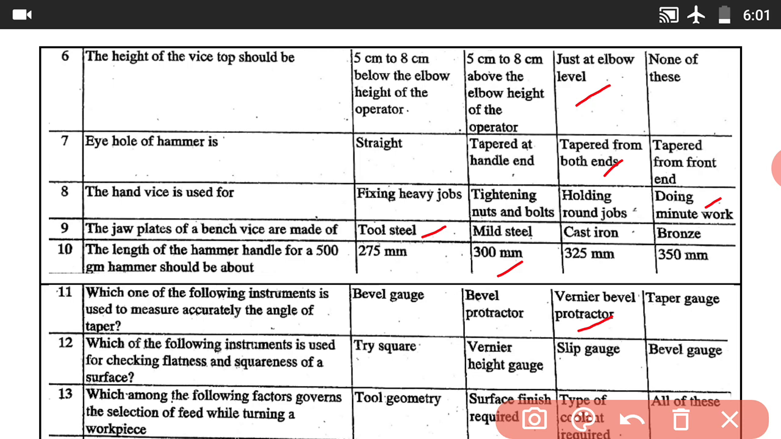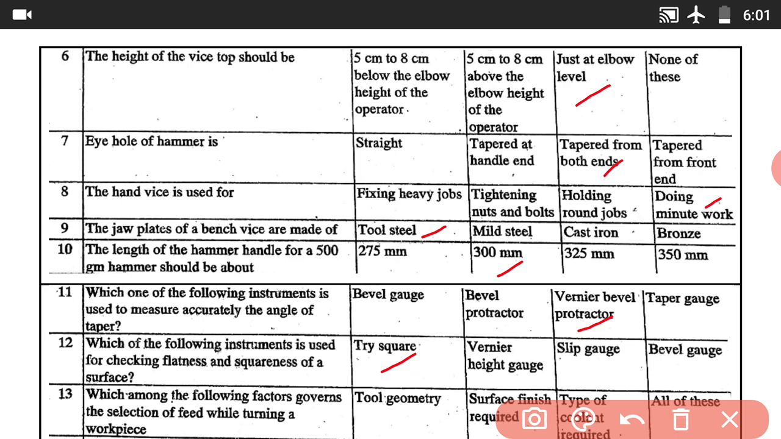Question number 12. Which one of the following instruments is used for checking flatness and squareness of the surface? This question answer try square. Option A is the correct answer, try square.